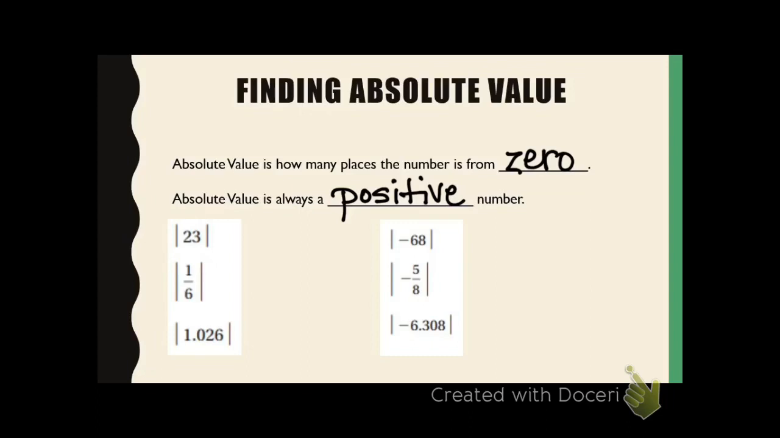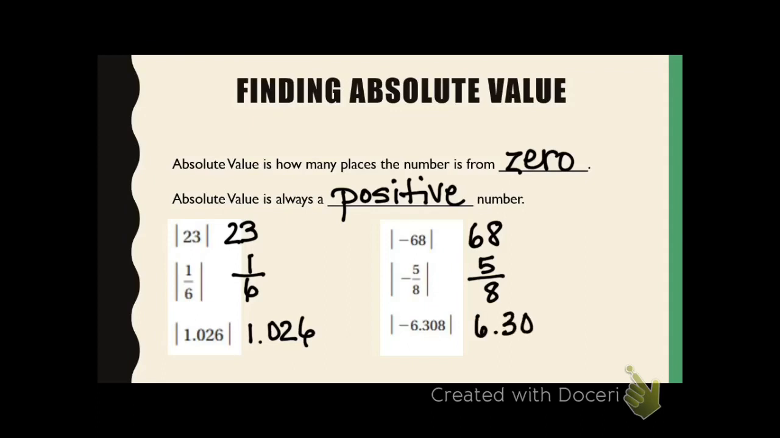The absolute value of 23 is 23. The absolute value of -68 is 68. The absolute value of 1/6 is 1/6. The absolute value of -5/8 is 5/8. The absolute value of 1.026 is 1.026. The absolute value of -6.308 is 6.308. All right, always a positive answer. It's how many places it is from 0.